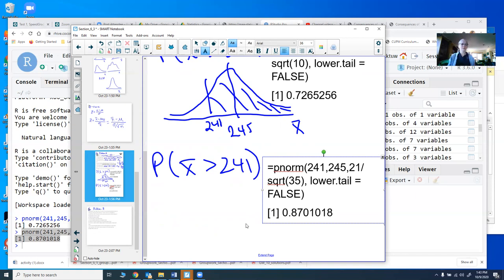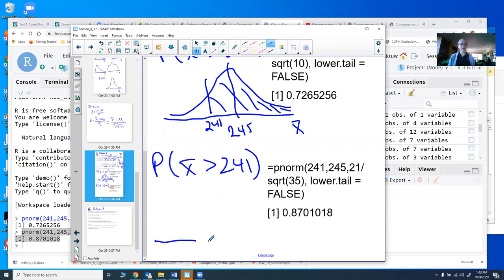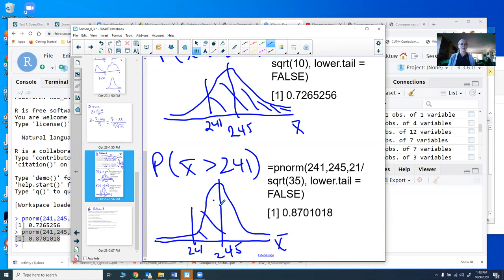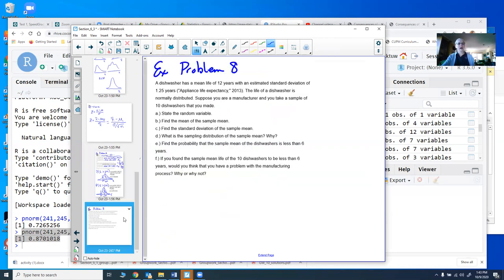So I could have actually redrawn this graph and I will go ahead and redraw it just so you can see why this one would be this way. Here's X bar, but now instead of being the graph I have, I'm gonna be way more peaked. So I'm gonna have way more, here's 245, here's 241, and notice I'm gonna have a lot more of the curve shaded. So that's why it's higher, is because we have a smaller standard deviation when we increase the sample size.